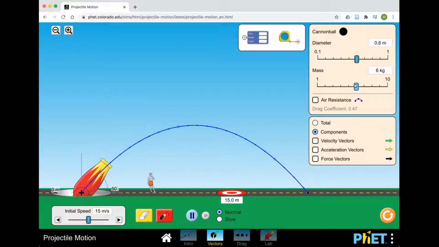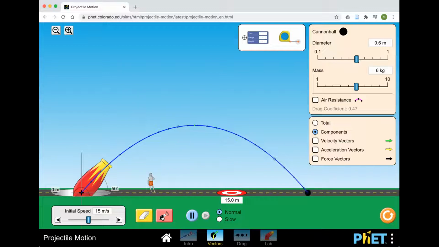Let me ask you to predict. I've just tripled the mass of this cannonball. Before I launch it, how will the path change? Will it land closer? Will it land farther? Will it go less high? Will it go even higher? All right, let's find out.